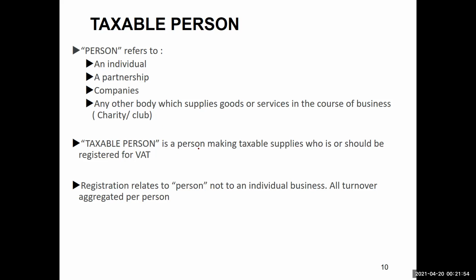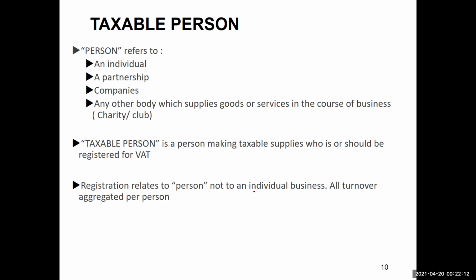A taxable person is the person making the taxable supplies, and this is a person who should be registered for VAT. Registration relates to the person, not an individual business, so all turnover must be aggregated per person.